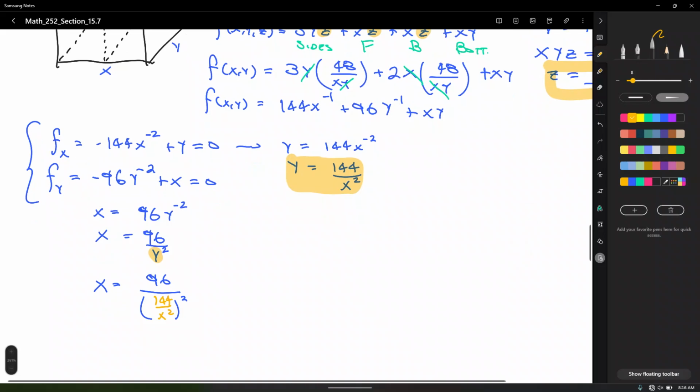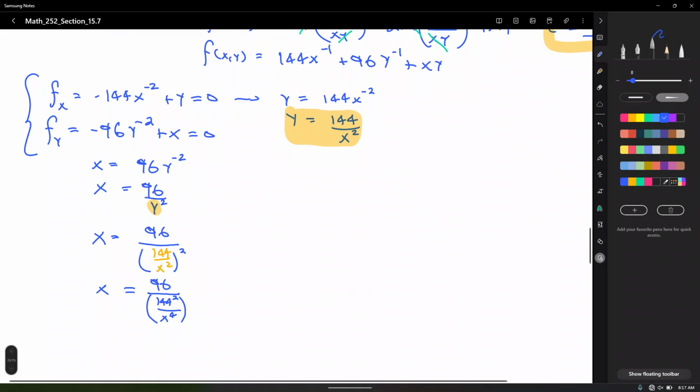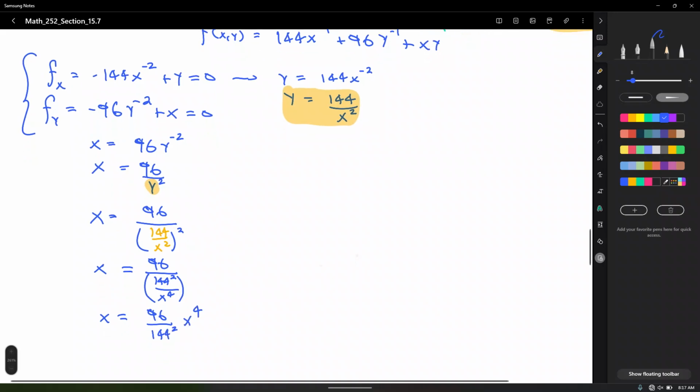All right, so number one, well, let's square first. x equals 96 over parentheses 144 squared over x squared, squared, x to the 4th power. So, again, dividing by a fraction is the same as multiplying by the reciprocal, which is going to look nicer if we do the following. x equals 96 over 144 squared times x to the 4th power.